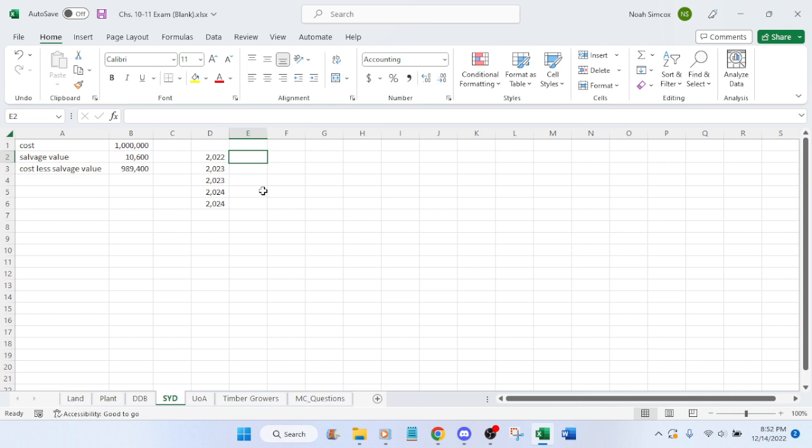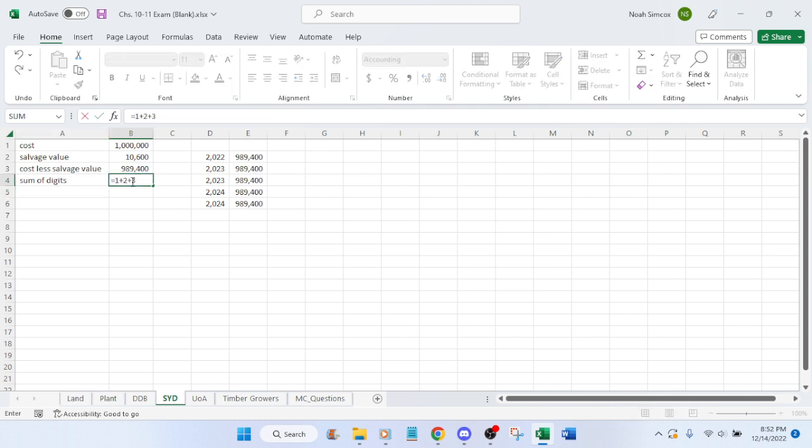Okay, because it's sum of years digits, we actually use 989,400, and we use the same number going all the way down. The sum of the digits equals 1 plus 2 plus 3, and so on up to 20, which is 210.